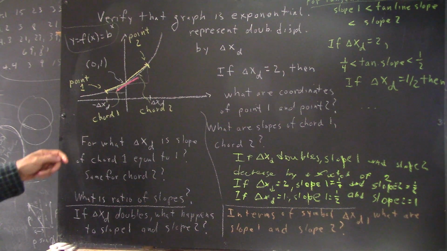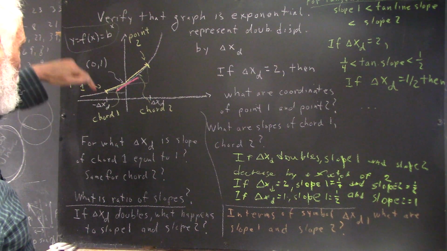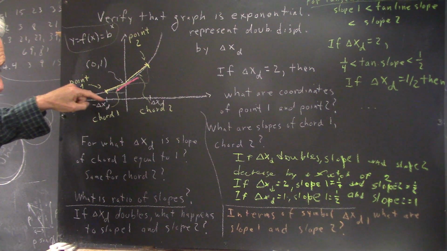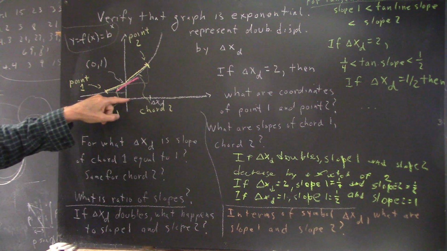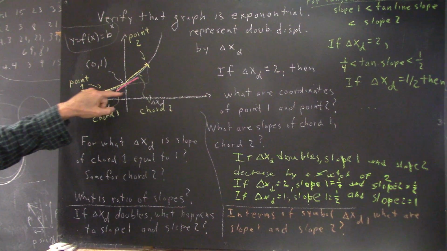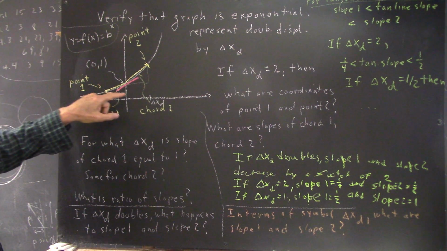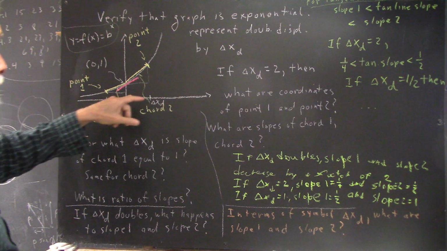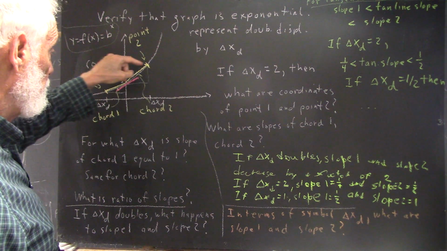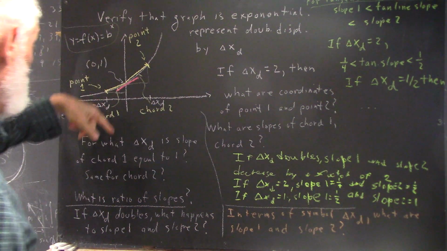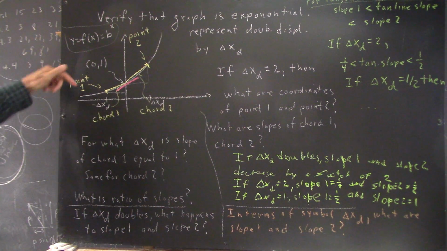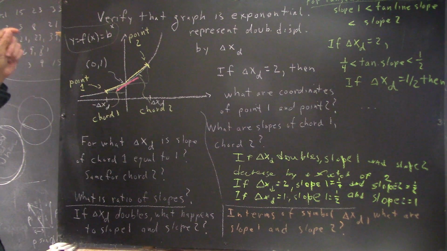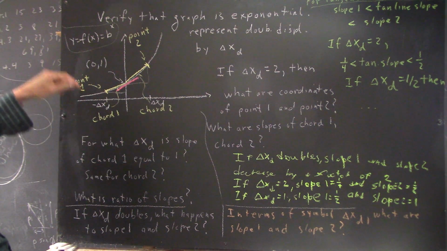So what do I do? I draw a chord from the graph point where the x coordinate is negative delta x sub d. In other words, the graph point 1 doubling displacement to the left of the y-axis, and at the graph point that's 1 doubling distance to the right of the y-axis. And I think I got a little confused in that statement. Let me be clear what I'm saying again.